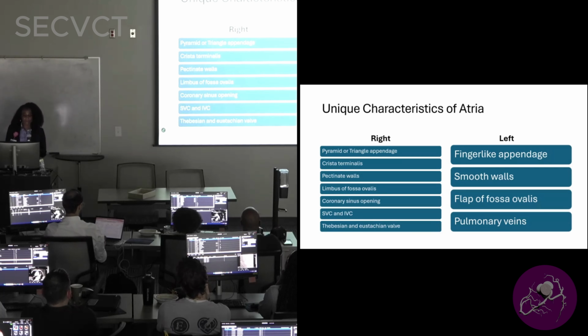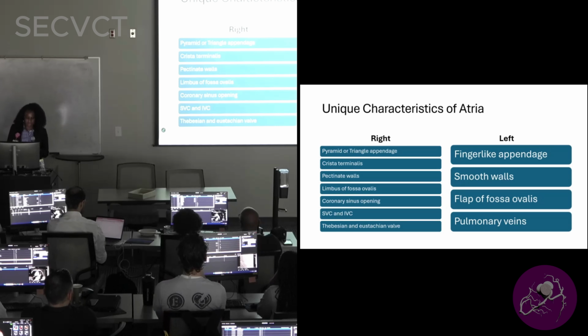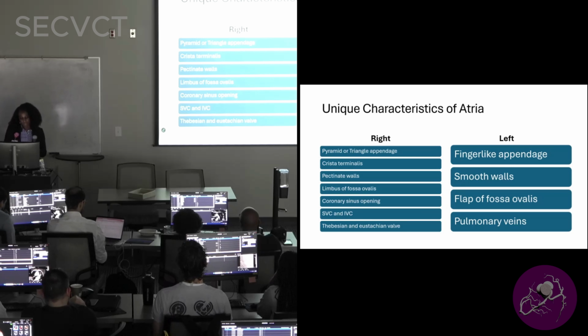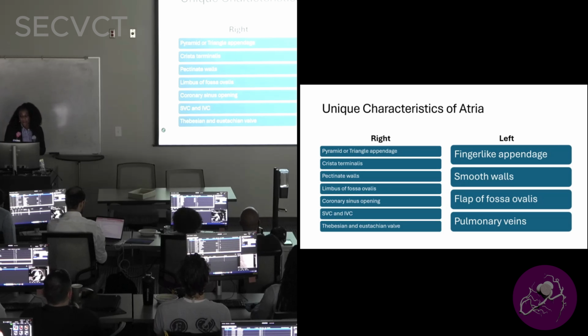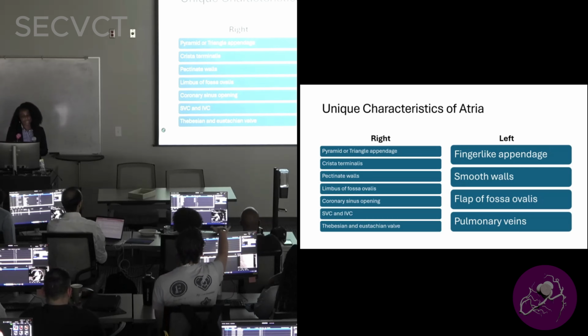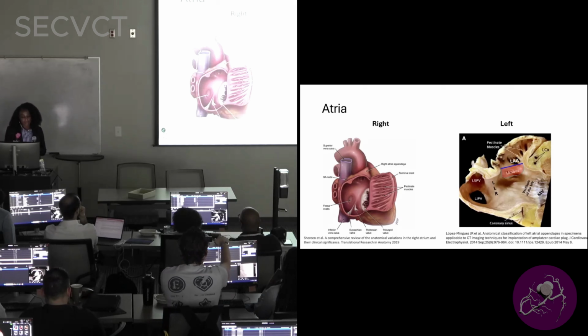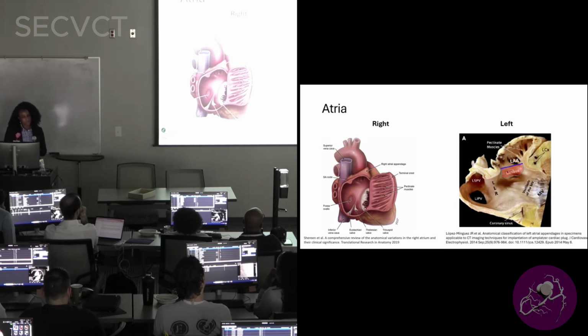You have a pyramid shape for your right, or triangle appendage, that crista terminalis. You're gonna have really thick pectinate walls. You're gonna have the limbus of the fossa ovalis. You're gonna have the coronary sinus opening. The venous connections over there are gonna be your SVC and your IVC. And then some of those valves that you're gonna see that kind of tickle in the atrium as well. Now, for the left side, you'll have that little finger-like appendage, a smooth wall, the flap of the fossa ovalis, and your pulmonary veins coming in. So again, some of these things that you've seen before, just demonstrating that here.